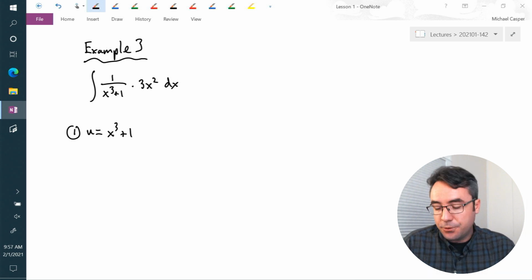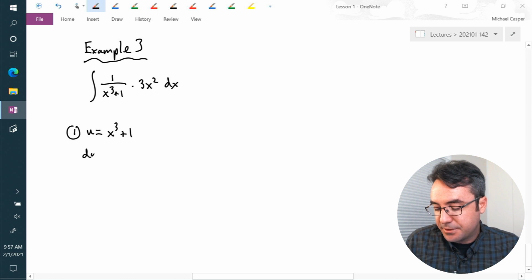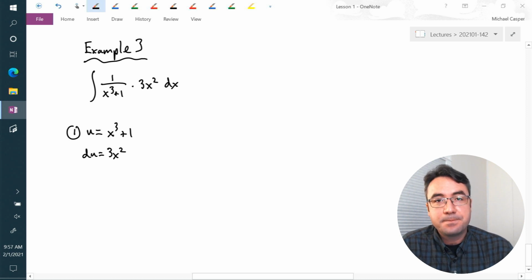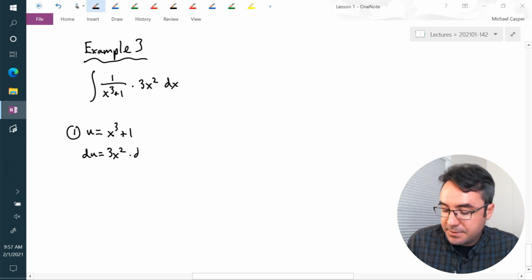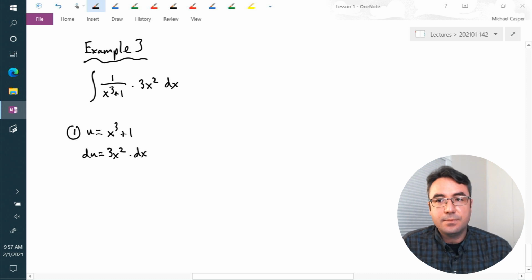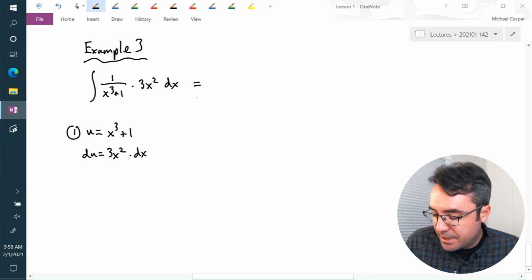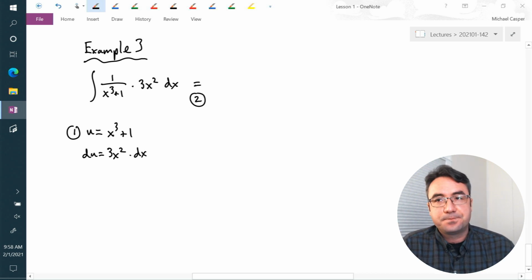Once we choose u, it's up to us then to calculate du, so we're going to differentiate. The derivative of x cubed plus 1 is 3x squared, and then we multiply on dx. And that's step 1: choose u, calculate du. Step 2 now is we want to put all those pieces into our integral and get just an integral that's in terms of u.